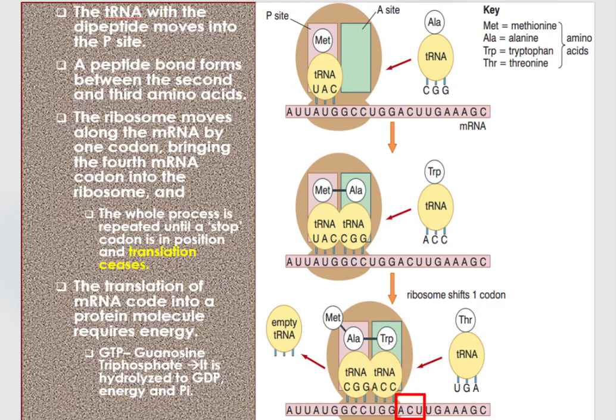The ribosome moves along the mRNA by one codon, bringing the fourth mRNA codon into the ribosome, and the whole process is repeated until a stop codon is in position and translation ceases or stops.